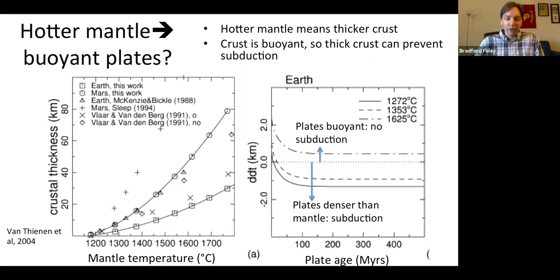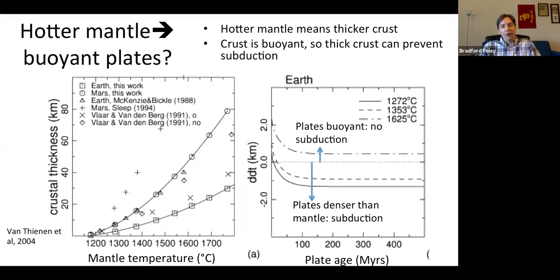The reason for this is every oceanic plate is made up of a layer of crust. The crust is less dense than the mantle rocks beneath it. And then there's a layer of cold mantle lithosphere beneath the crust. That mantle lithosphere, because it's cold, is more dense than the warmer mantle rocks beneath it. So to get a plate to be negatively buoyant and able to subduct, we need that mantle lithosphere layer to be thick enough that it overcomes the positive buoyancy of the crust.